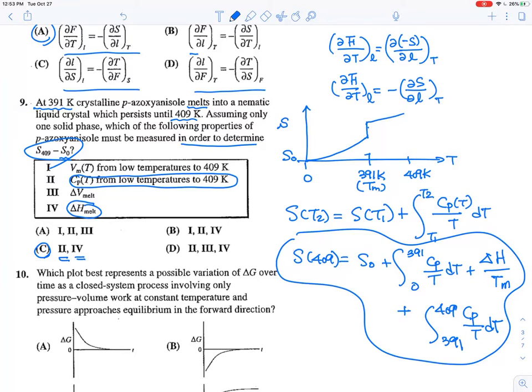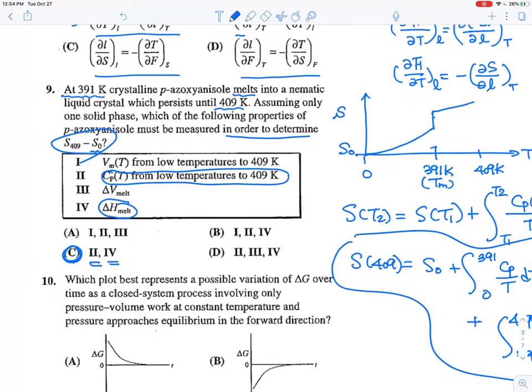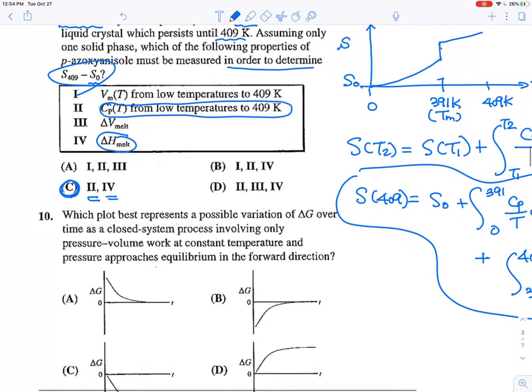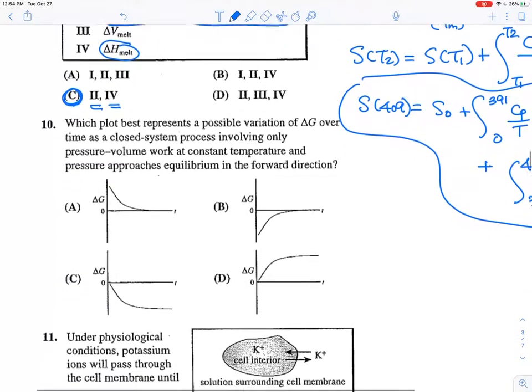I'm not so sure whether the other VM or volume changes; this has something to do with the pressure-related term. But I think that for now this is the right answer. If you have a better answer, let me know. But that's what I came up with.